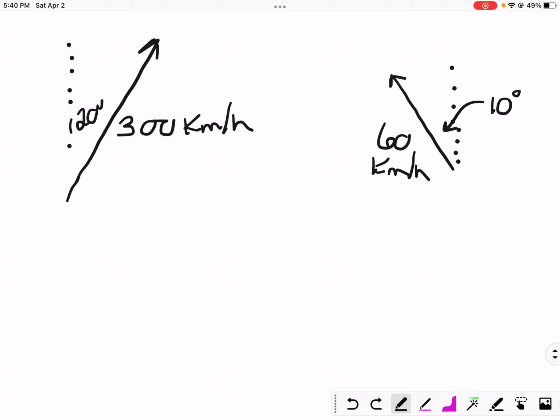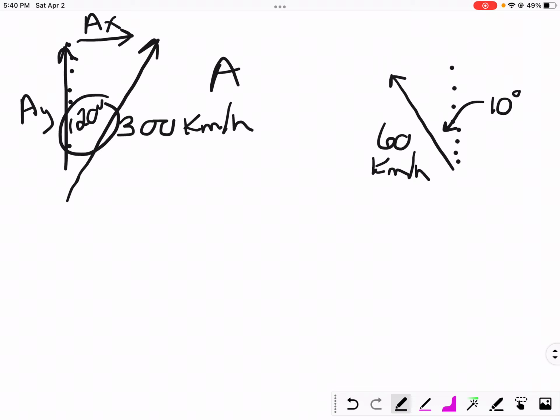Here I'm going to demonstrate method 1, which basically is breaking each of these two vectors into their perpendicular components. Let's call this vector A, which makes this one here, let's call this the y component of A, and let's call this the x component of A.